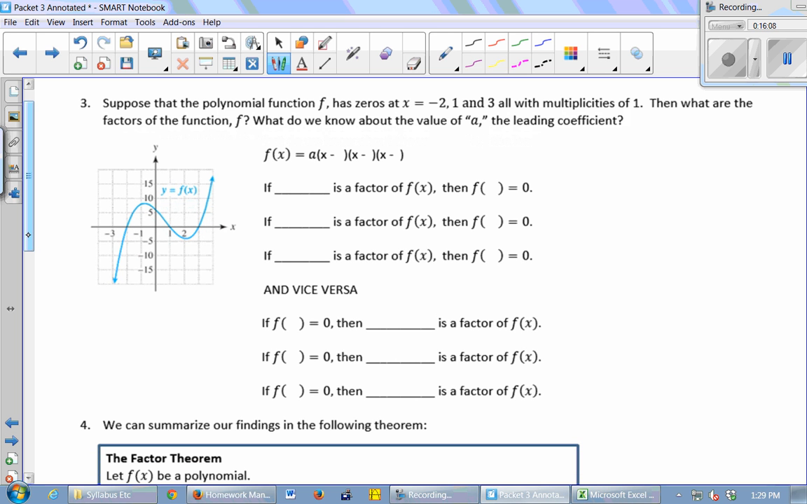All right. So here we have a polynomial function f. It's got zeros at -2, 1, and 3. So you can see them. They show up on the graph as x-intercepts. They all have multiplicity 1. How can I tell that by looking at the graph? It passes through the axis almost like a straight line. So those are multiplicity 1.